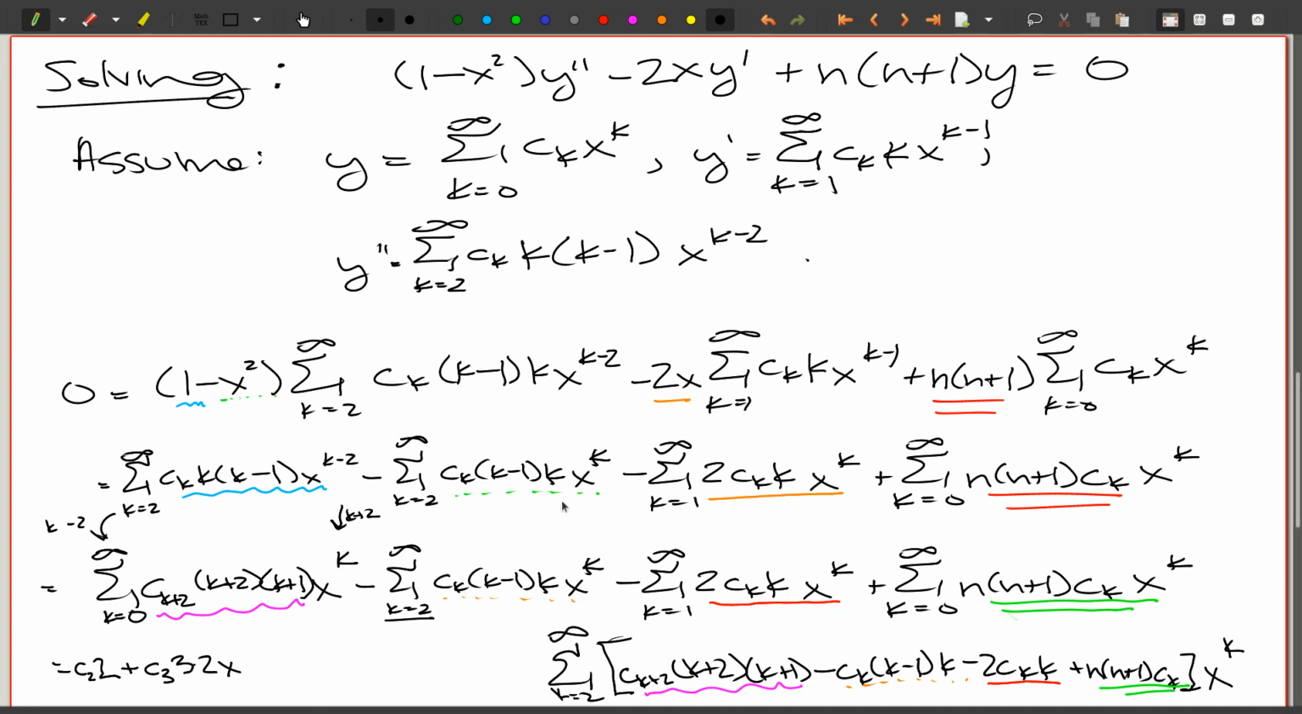In the middle, we started from 2, so we don't have to worry. In the third sum, we need to capture our k equals 1 term, so we subtract 2 c sub 1 times x to the power 1. And then from the final term over here, it started at 0, but we've jumped up to 2, so we need to capture our 0 term. That would be plus n times n plus 1 times c sub 0, x to the power 0 is just 1.